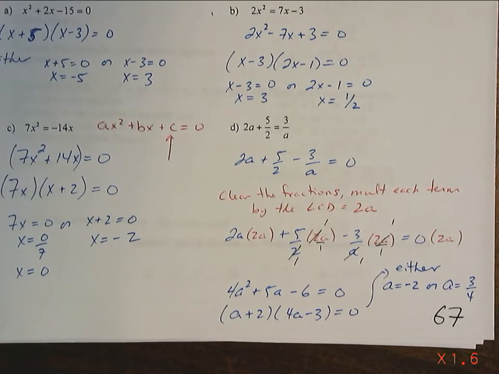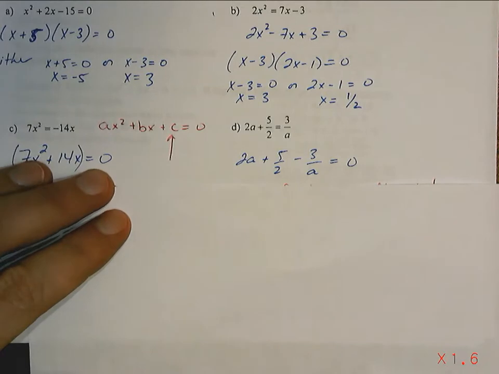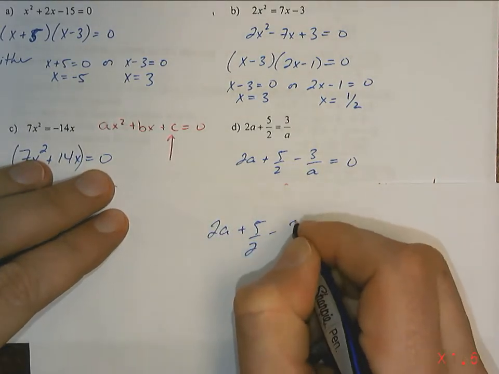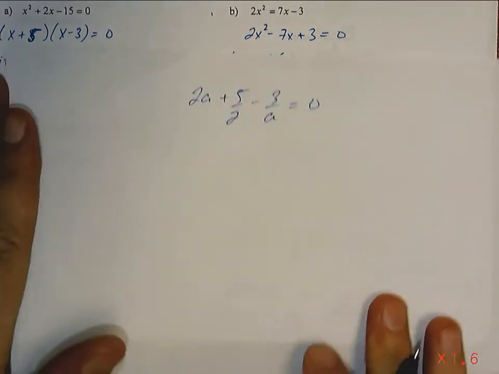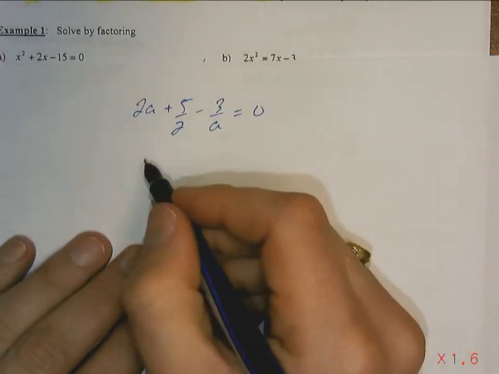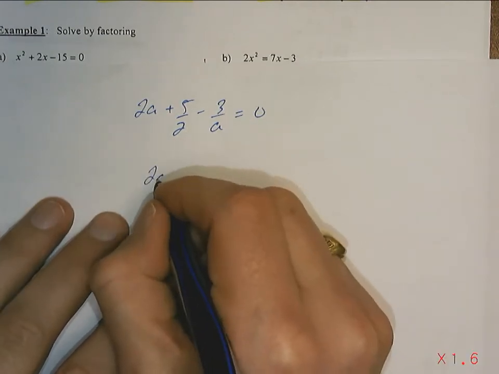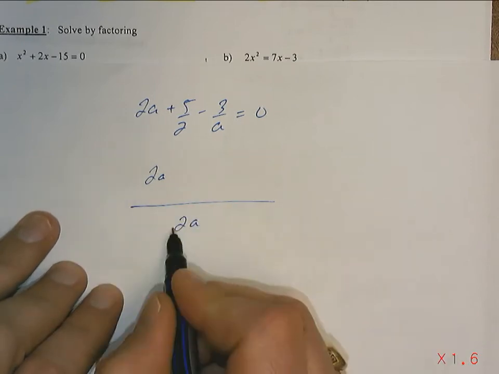What I wouldn't mind showing you, if you don't mind, we have a moment, I'm going to show you another way to do that question. Let's say we were to take that question back to here. And let's say you went and got a common denominator. So you didn't clear the fractions, you got a common denominator. So we're going to multiply everything by whatever it takes to get the common denominator of 2a.